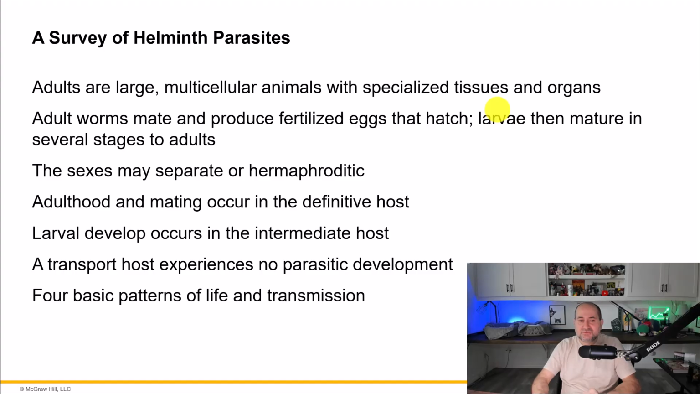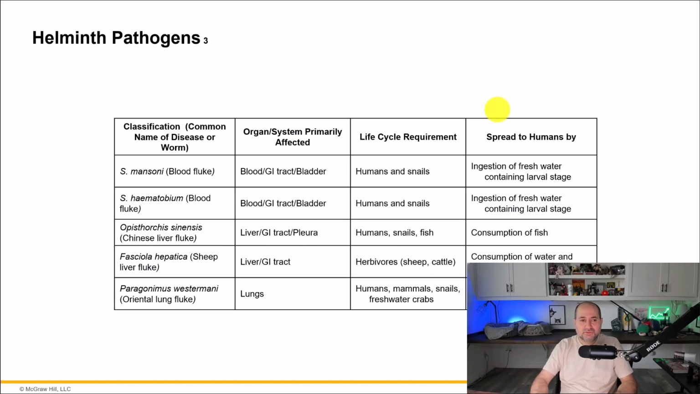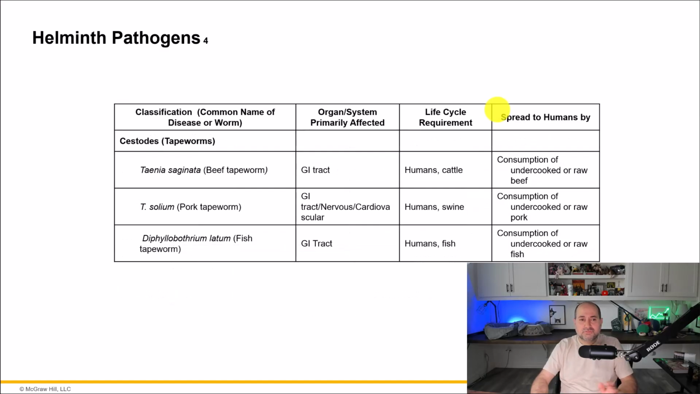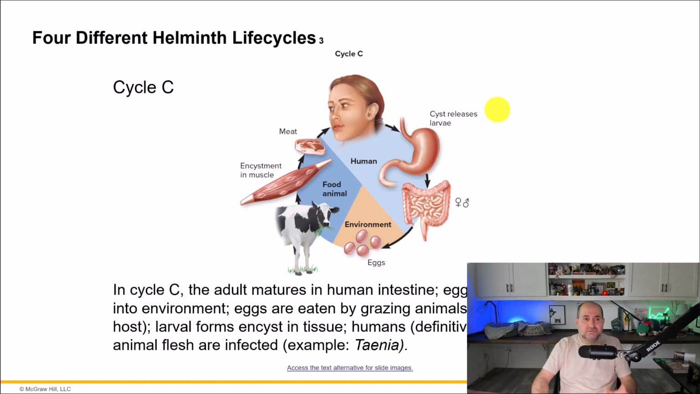Remember the helminths? One thing you should know is the difference between the roundworms, the nematodes, and the flatworms. Remember the flatworms were the platyhelminthes, which includes the trematodes, which are the flukes, and the cestodes, which are the tapeworms. And do you remember the 4 different helminth life cycles? You should remember this for the exam. Cycle A, cycle B, cycle C, and cycle D.